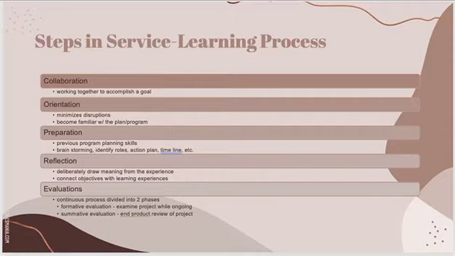And we want to make sure that we're effectively collaborating with that community or organization that we are working with for our service learning project, right? That comes back to those service objectives. We don't want to assume, we want to collaborate. Then we have orientation. And orientation within our service learning process is going to help minimize disruptions. The student and the institution, the individual, the organization that you're working with are going to want to become familiar with the plan or the program.